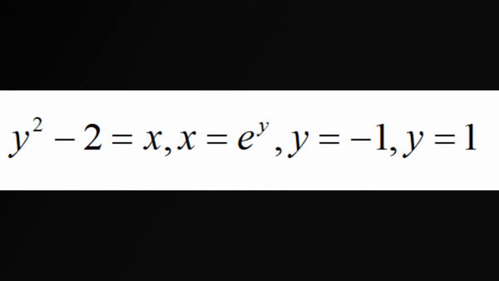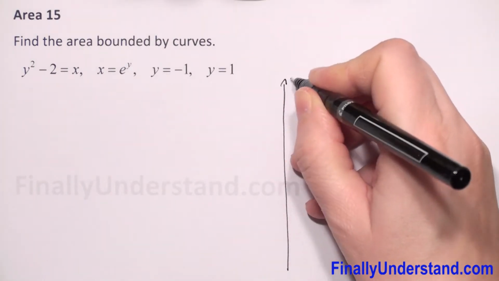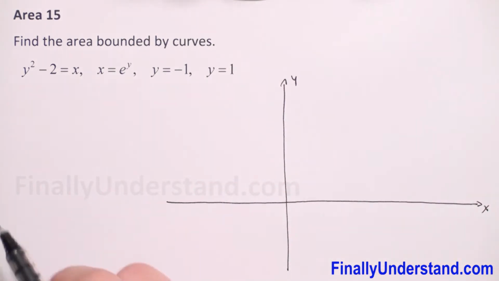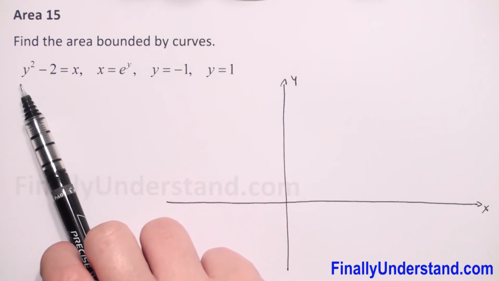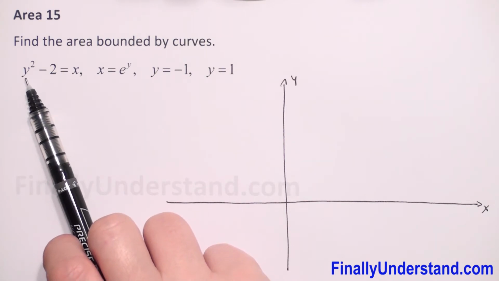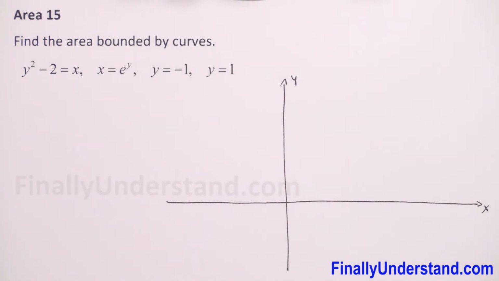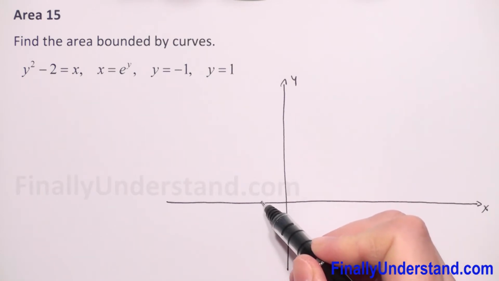We have given curves. So first I will draw the graph. We have the xy plane. Our first curve, y squared minus 2 equals x, is a parabola. Because we have y squared, our parabola is symmetric about the x-axis. So let me put for y equals 0, we will have x equals negative 2.